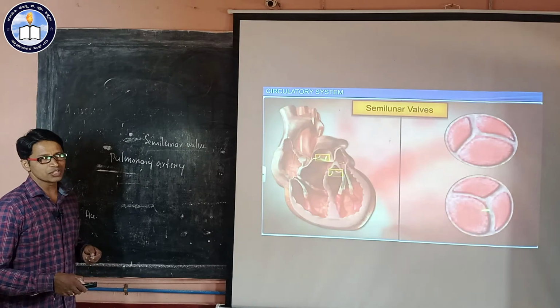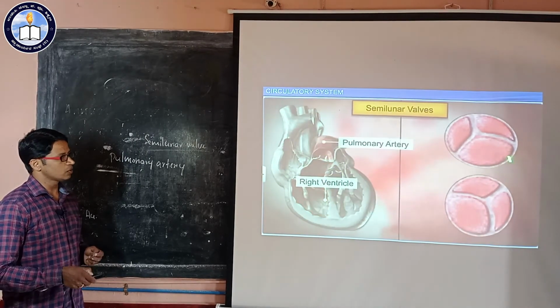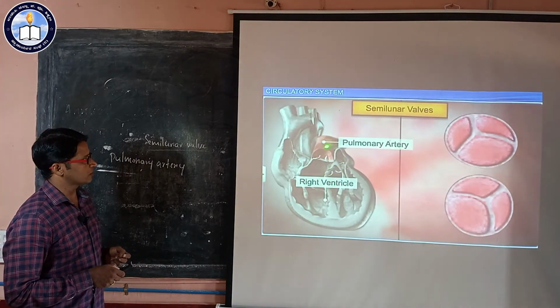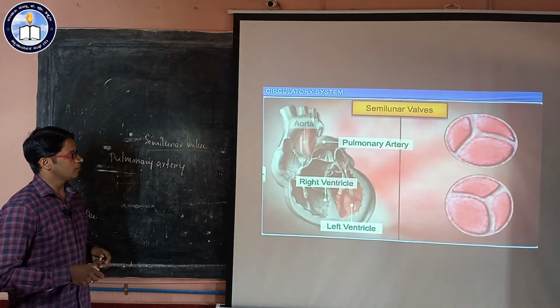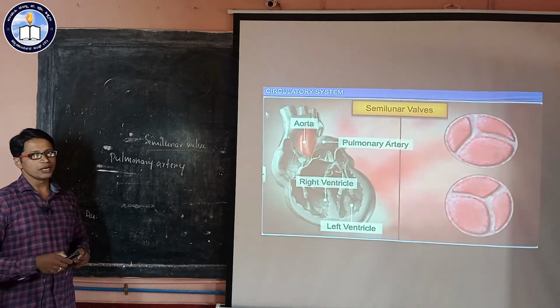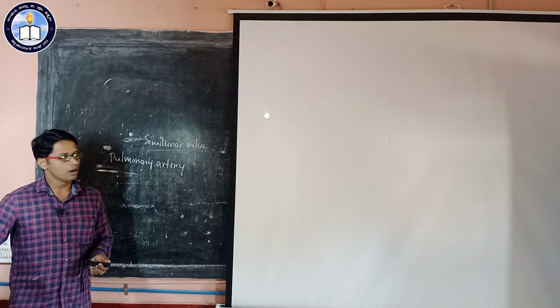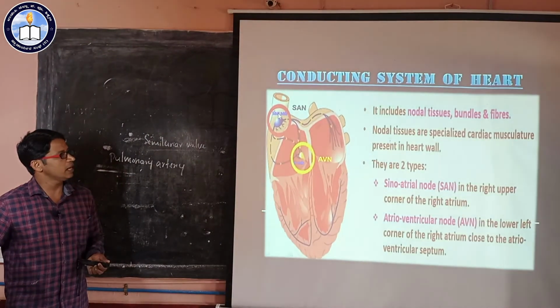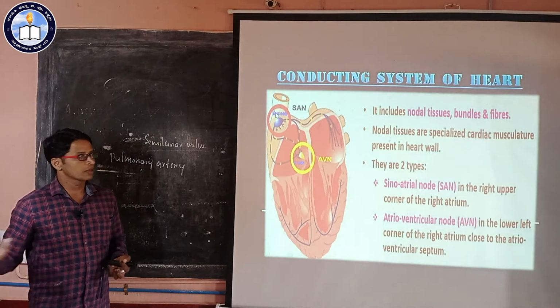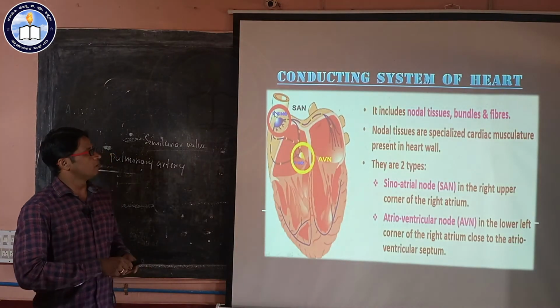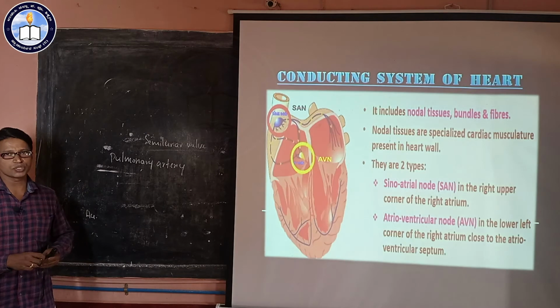These are the semilunar valves. The semilunar valves are present at the base of the pulmonary artery and at the base of the aorta, and they prevent the back flow of the blood. Next we are moving to the conducting system of the heart.